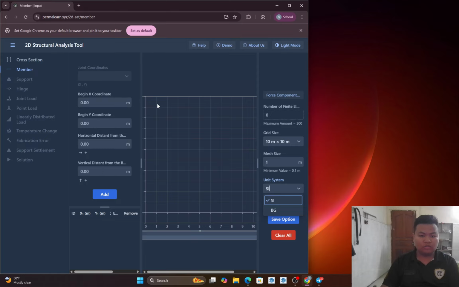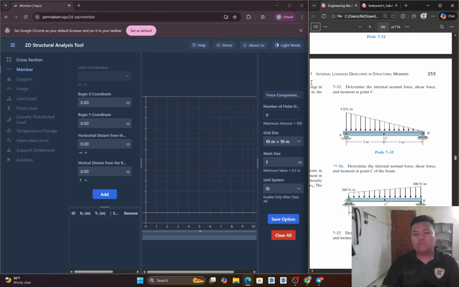So to know how to solve the exercise using PermaLearn, let me pick one exercise from the textbook to show all of you. So let's open the textbook. Let's consider I pick this exercise 7.15 to solve in PermaLearn. The exercise wants us to determine the internal normal force, shear force, and moment at point C. So first let me draw all the information of the exercise into PermaLearn.